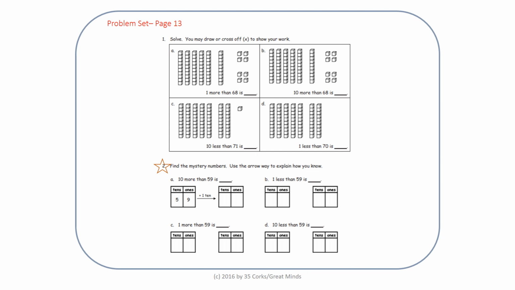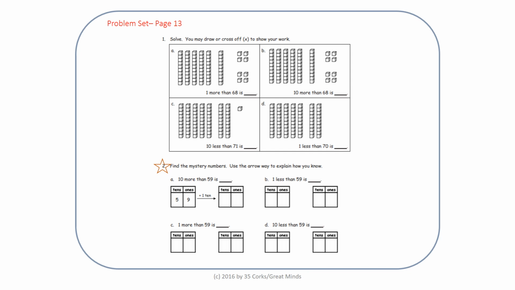Number 2 says find the mystery numbers. Use the arrow way to explain how you know. So we were doing the arrow way during this whole lesson. So letter A is showing you the arrow way. You need to make sure you put your arrow for letter B, C, and D because they didn't give you an arrow. You need to have that. You fill in the blanks.